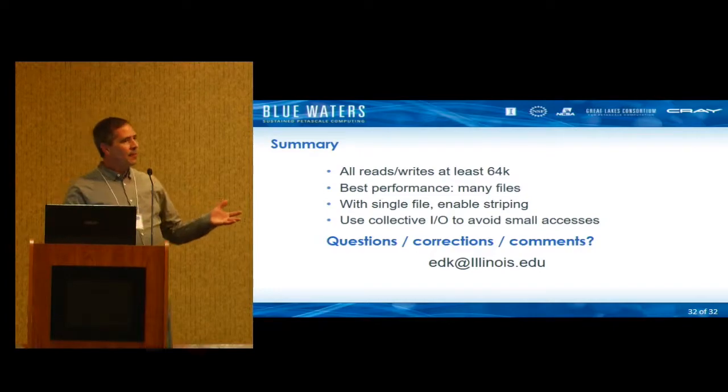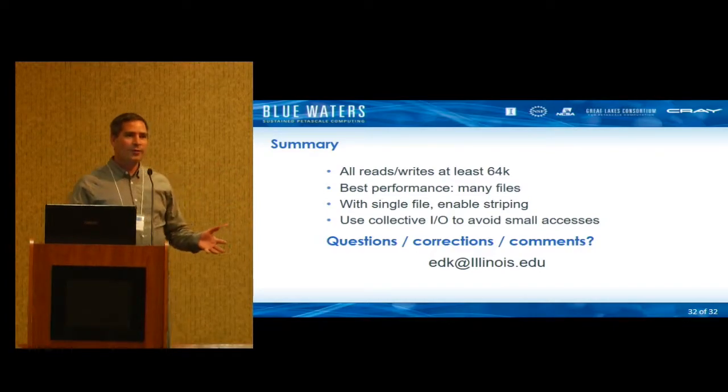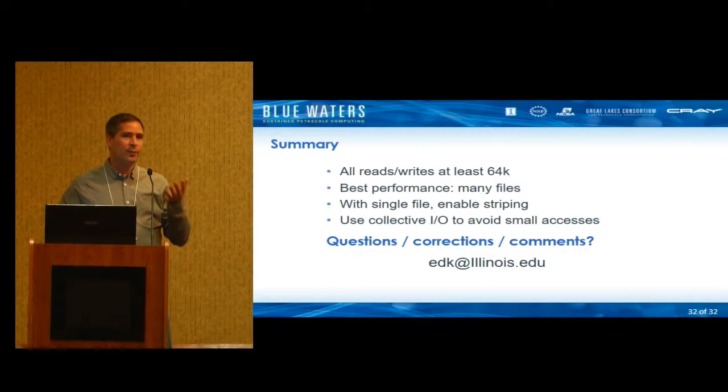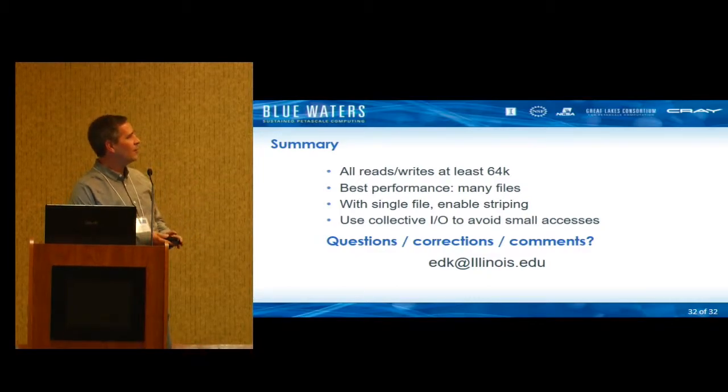So in summary, make sure all your I/O accesses are big, at least 64K. For best performance, use lots of files. With a single file, make sure you enable striping to enable parallelism. And you can use collective I/O to avoid doing lots of little accesses. Any questions?